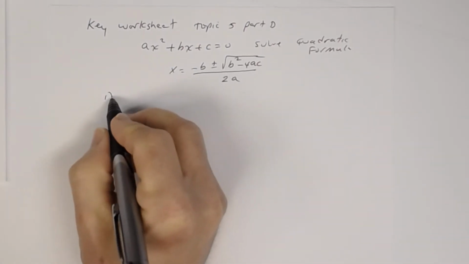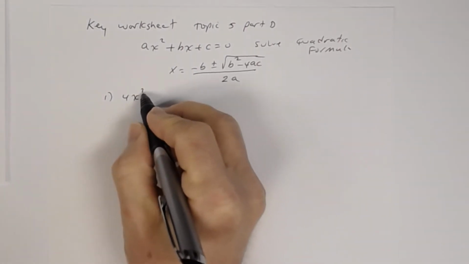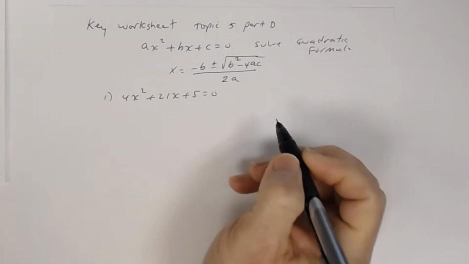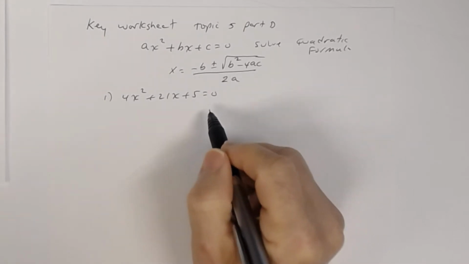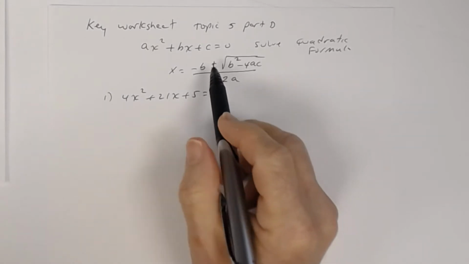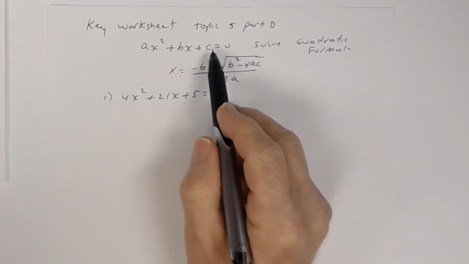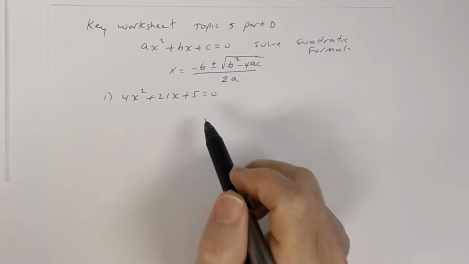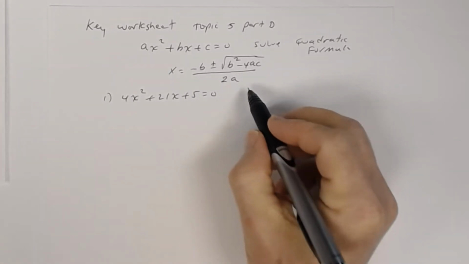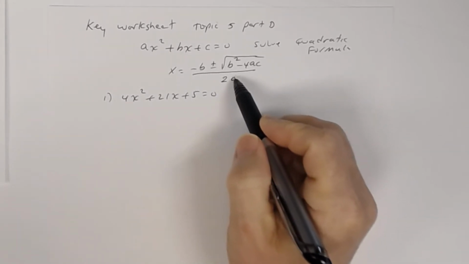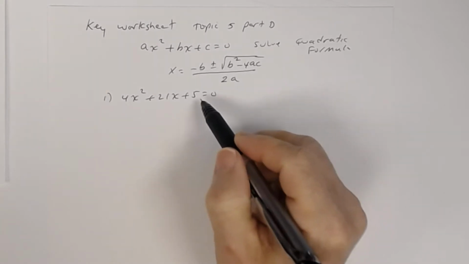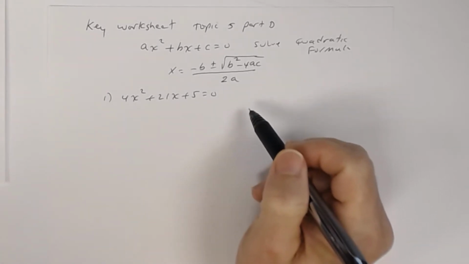So number 1, we have 4x squared plus 21x plus 5 equals 0. Before you use the quadratic formula, it's a very good idea to make sure that your equation is in standard form. Standard form would mean all the terms on one side and zero on the other, which we do have here. Now, once you do that, you want to determine what a, b, and c are, because they are values from your equation that you're going to substitute into the formula.